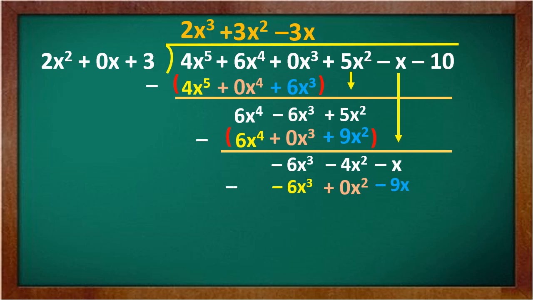And then, subtract again each term. So, enclose it by parentheses. Negative 6x cubed minus negative 6x cubed, that is 0. So, hindi na natin yung sinusulat. Negative 4x squared minus 0x squared. So, that is negative 4x squared. And then, negative x minus negative 9x. So, yung ating numerical coefficient ng x dyan is negative 1. Okay? So, negative 1 minus negative 9. That is equal to 8x.